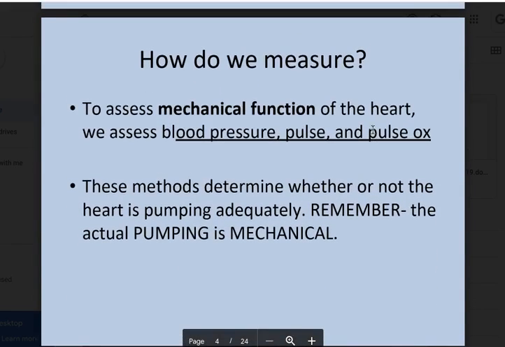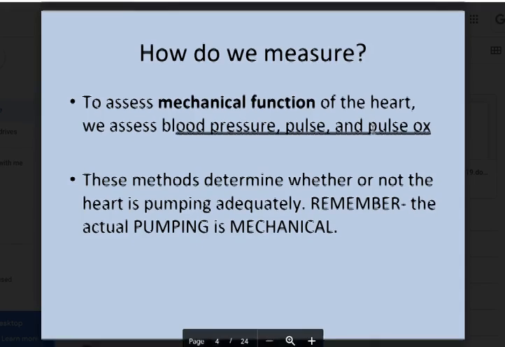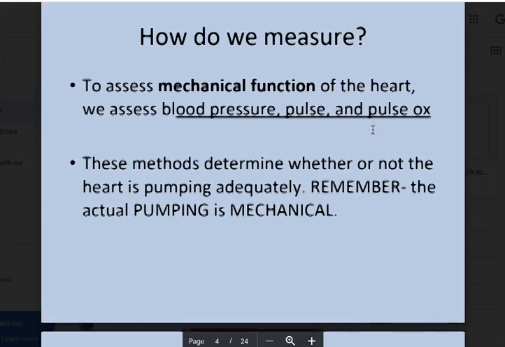So how do we measure each one of these functions? To assess the mechanical function of the heart, we're going to assess the patient's blood pressure, pulse, and pulse ox. These determine whether or not the heart is pumping adequately. The actual physical pumping of the heart is mechanical, when the heart is pumping blood throughout the body. The way that we can assess whether a patient's heart is pumping adequately is to measure those three things: blood pressure, pulse, and pulse ox. If any of these things are abnormal, that could tell us that the heart could be pumping inadequately.